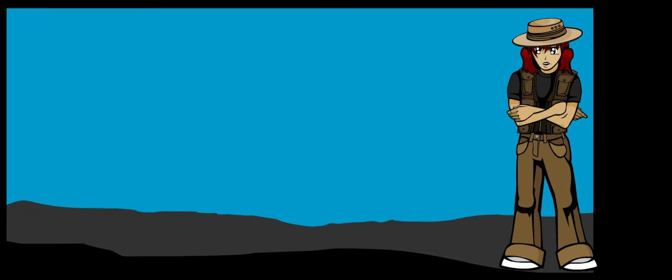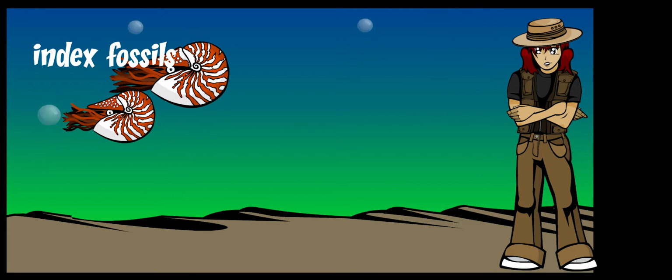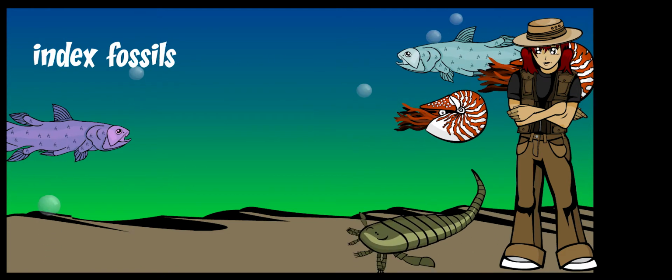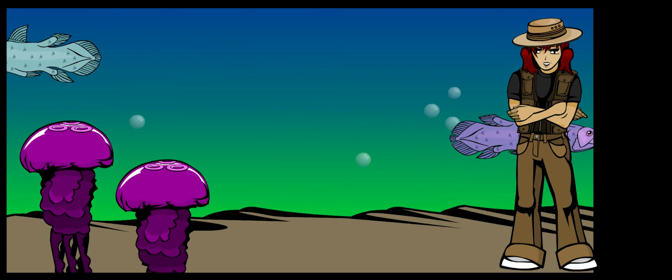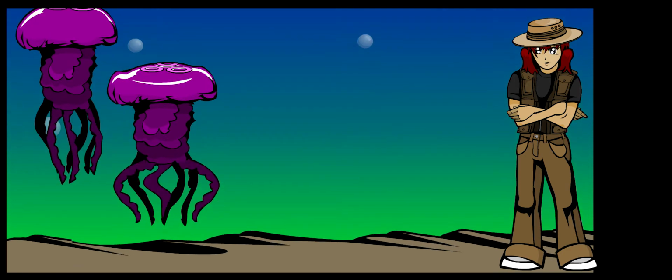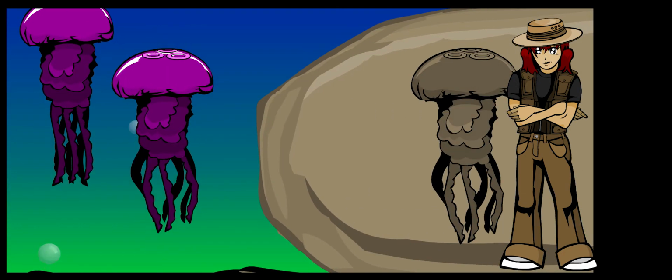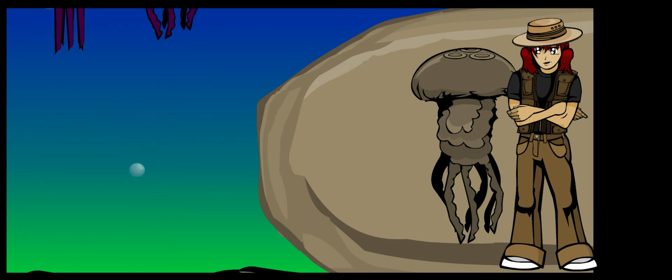Finally, paleontologists can use what they call index fossils. These are fossils belonging to creatures that lived during a certain time period, and they are found next to other fossils. Let's say that we find the fossilized remains of a jellyfish. Since jellyfish are one of the oldest kinds of life on Earth and are still alive today, it will be very difficult to guess how old it is if we found it all by itself.